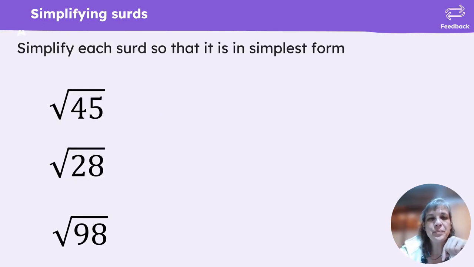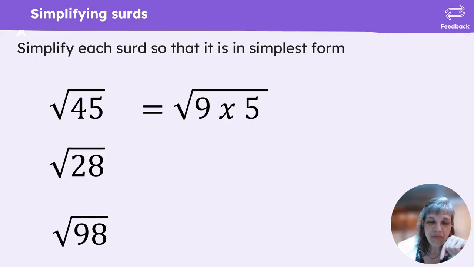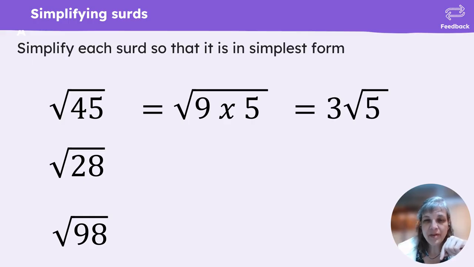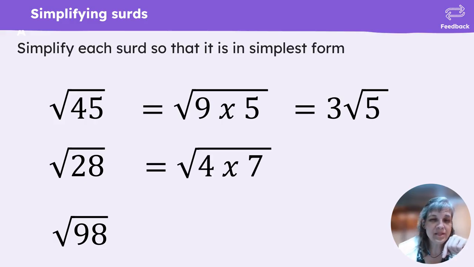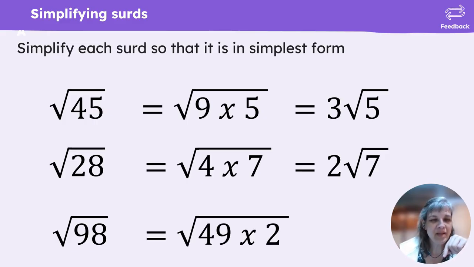Okay, here's 3 more. I want you to try. You can pause the video, and when you're ready, come back and see the answers. Okay, you ready? Hopefully for 45, you got 9 times 5, which makes 3 root 5. For root 28, 4 times 7 makes 2 root 7. For 98, 49 times 2 makes 7 root 2.